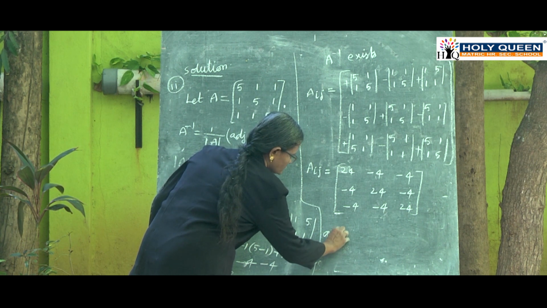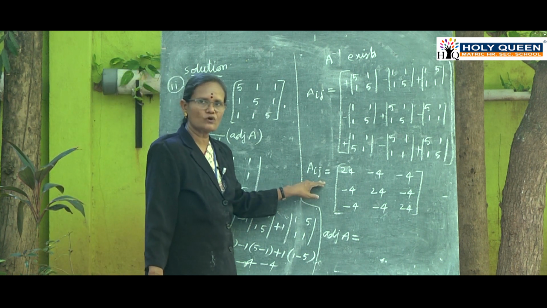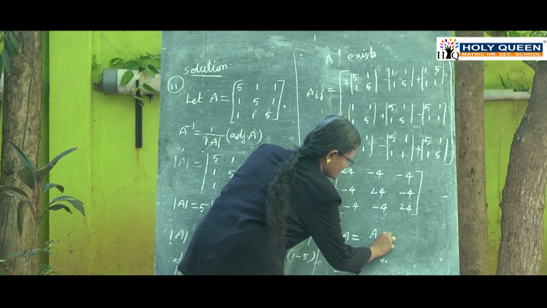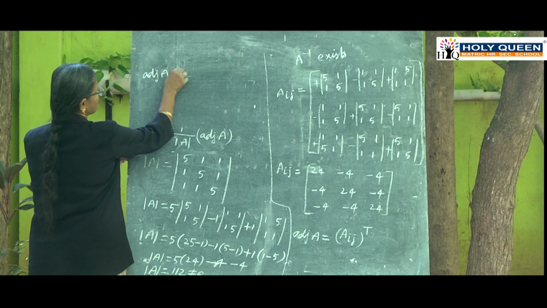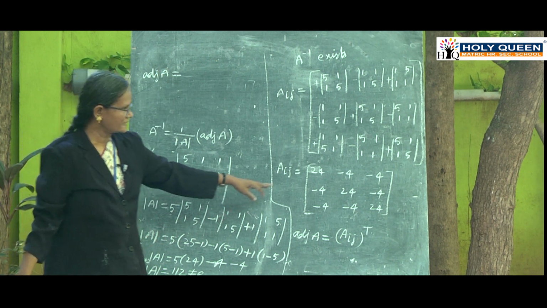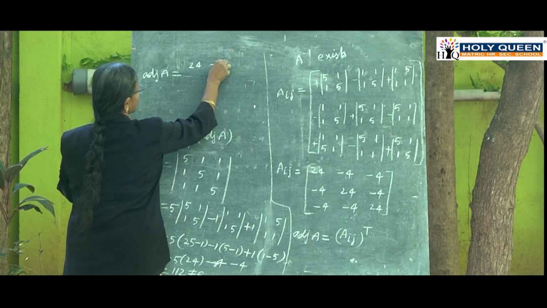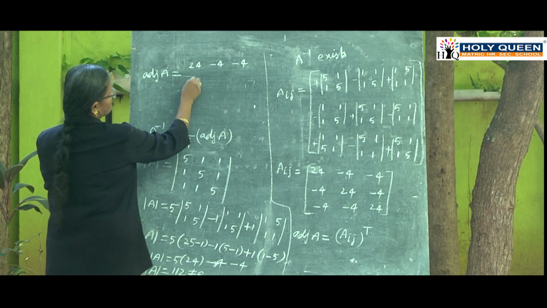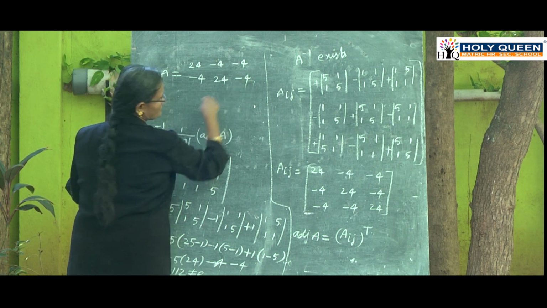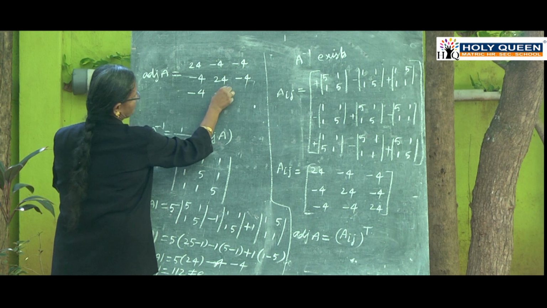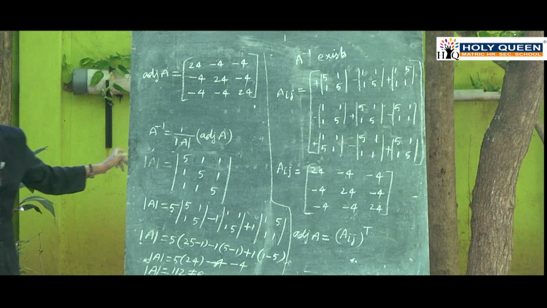Next, adj of A is equal to transpose of the cofactor matrix, that is Aij the whole transpose. Transpose means interchanging the rows and columns. Here 24, minus 4, minus 4, minus 4, 24, minus 4, minus 4, minus 4, 24. This is called adj of A.